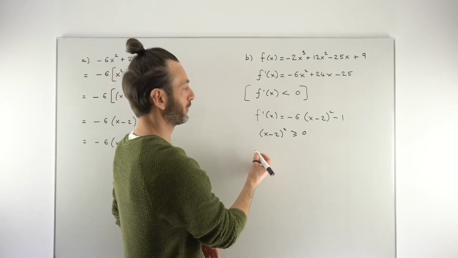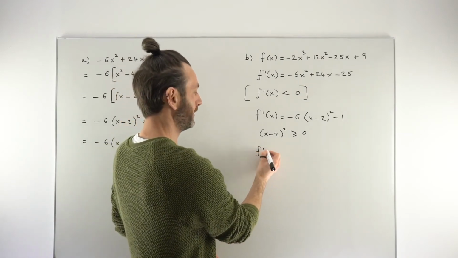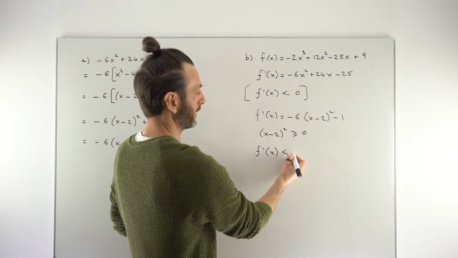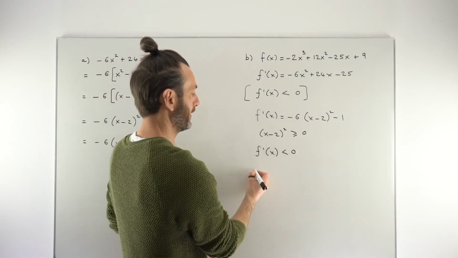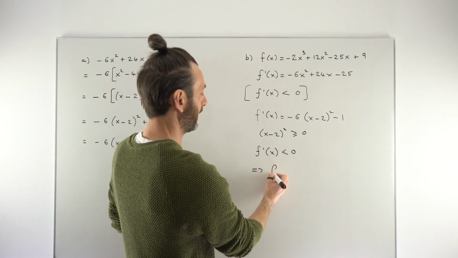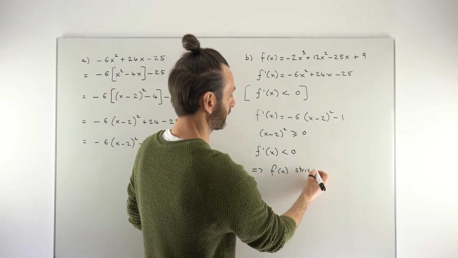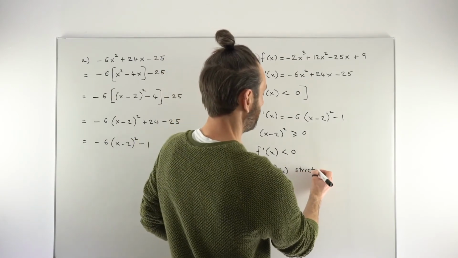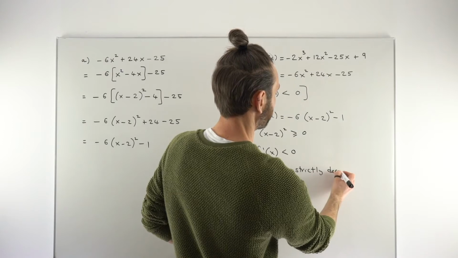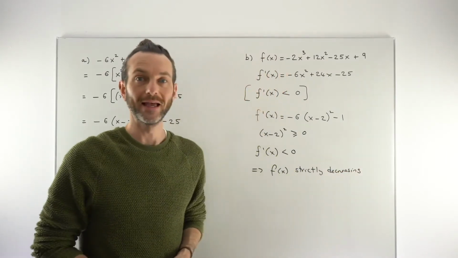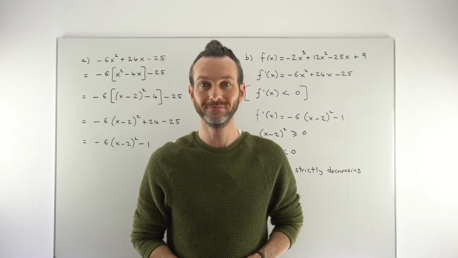So by that logic, we've established that the derivative f dash x, this thing here, is always going to be strictly less than 0. And that therefore implies that f of x is always going to be strictly decreasing. In other words, the derivative or the gradient is always going to be less than 0.